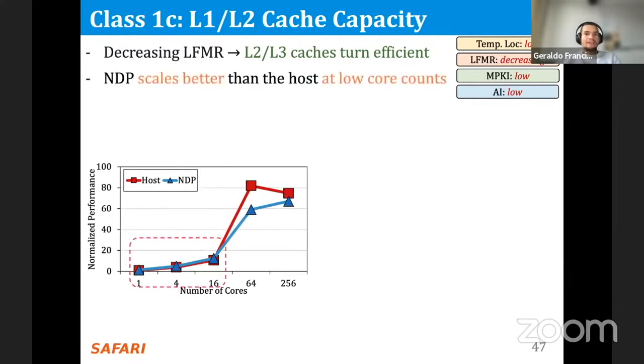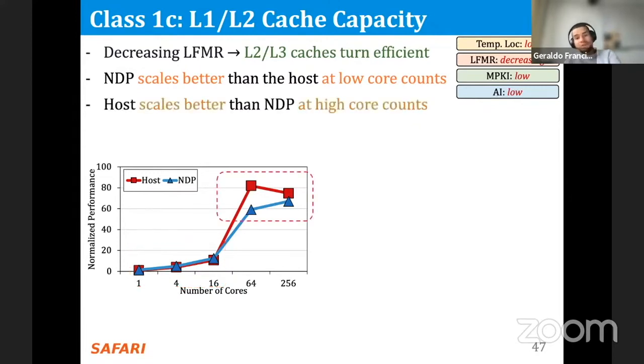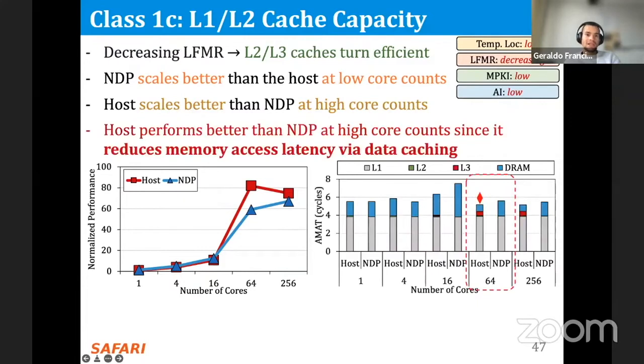At lower core counts, the NDP system outperforms the host CPU system. With a low number of cores, the applications have medium to high last level cache miss ratio and behave like class 1B applications, where they are DRAM latency sensitive. However, as the number of cores increases, the host CPU system begins to outperform the NDP system. This is because as the core count increases, the aggregate L1 and L2 cache size available to the host CPU system also increases, which reduces the number of misses in both L2 and L3 caches.